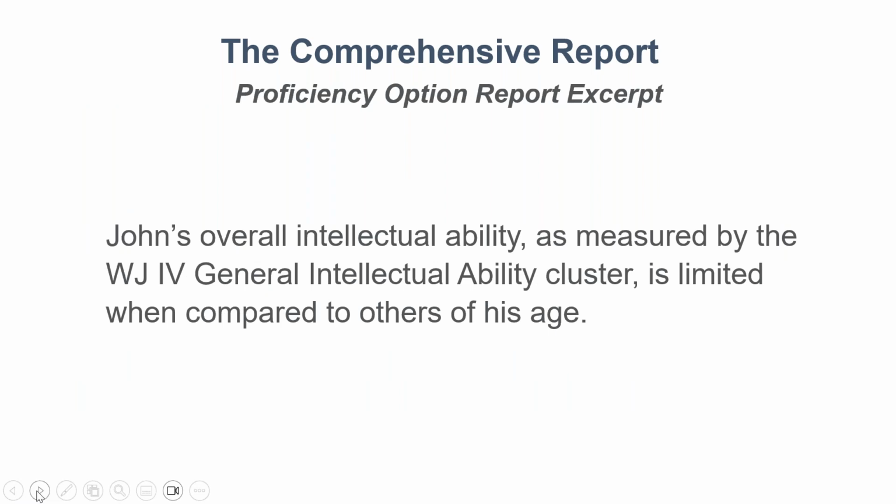So that was looking at the write-ups from the aspect of standard scores. This is an example from the aspect of proficiency. John's overall intellectual ability as measured by the WJ-GIA cluster is limited when compared to others of his age.